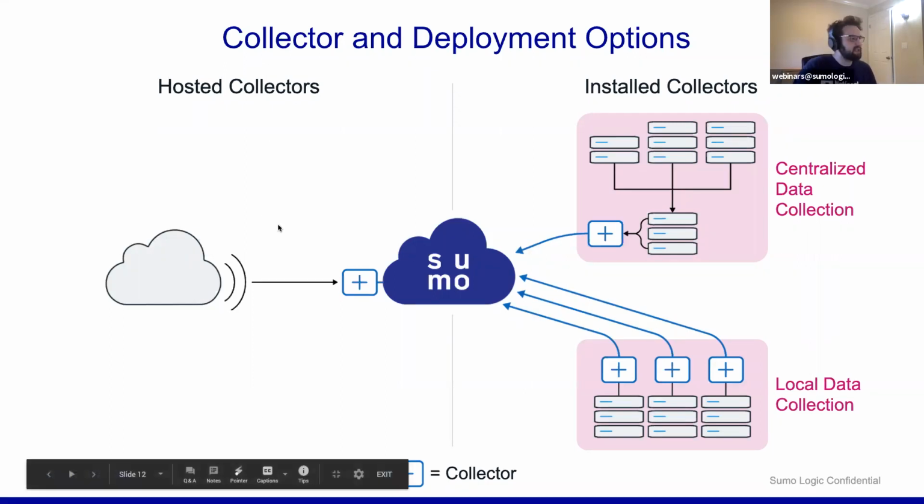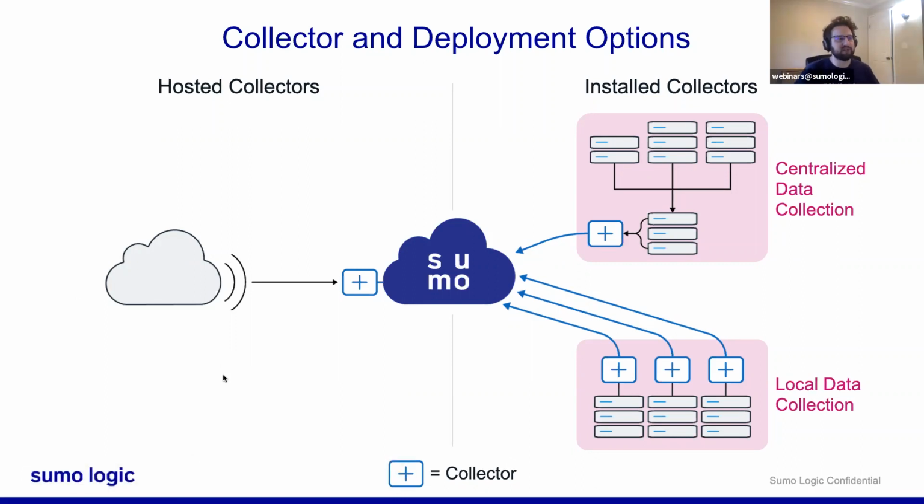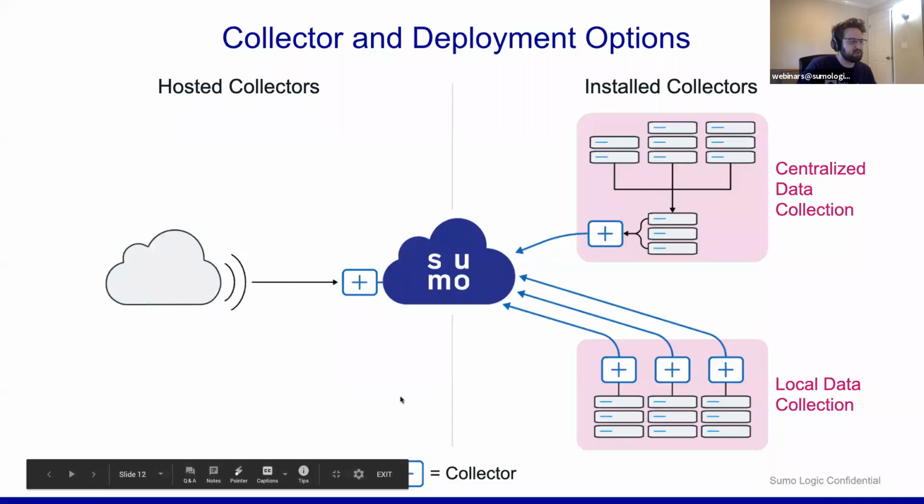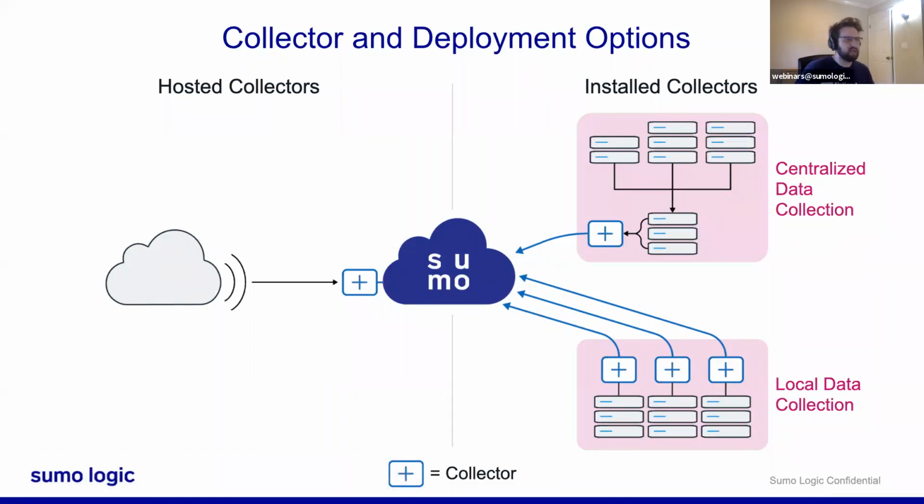On the left-hand side of the screen, and I'll have another slide that will go into more detail, I'm trying to show cloud-based properties, newer technologies, things like Azure, GCP, AWS, etc. In order for data to come into Sumo Logic, you need to use what we call a collector, and that's what this plus is representing. But in the hosted collector environment, there's not a place to install a collector. The collector is a lightweight application that does need to be installed in your environment, and it listens for logs and then sends them over.